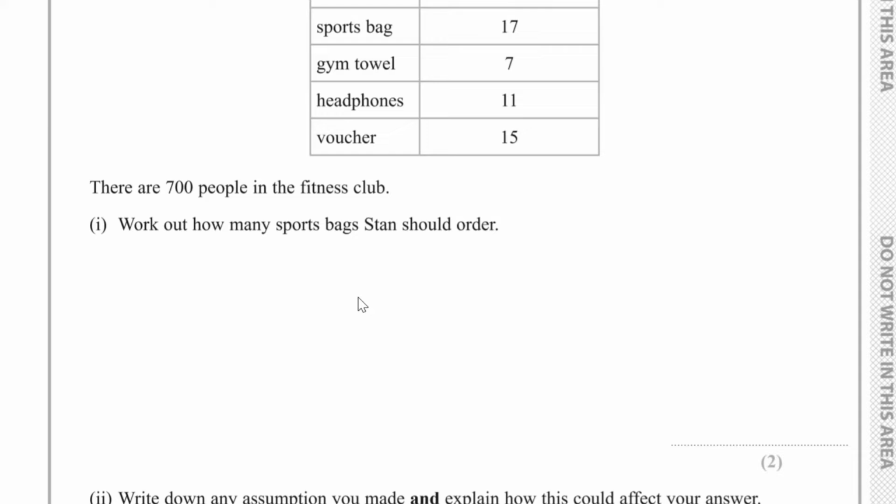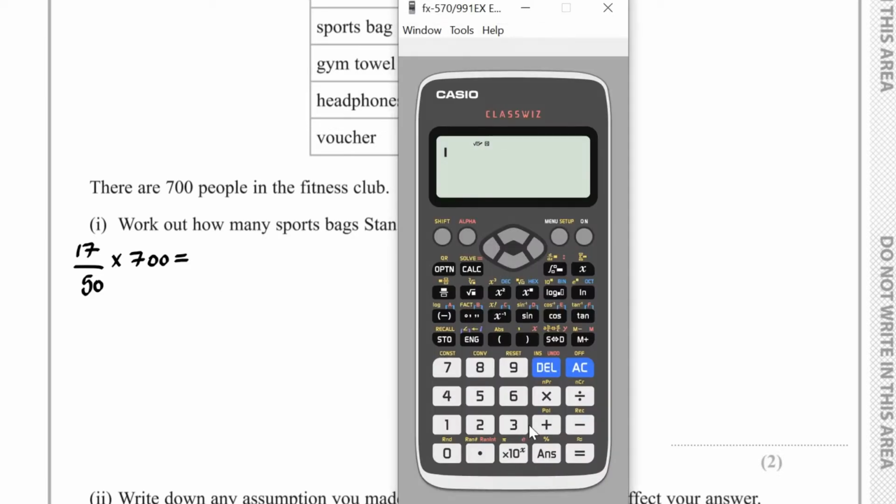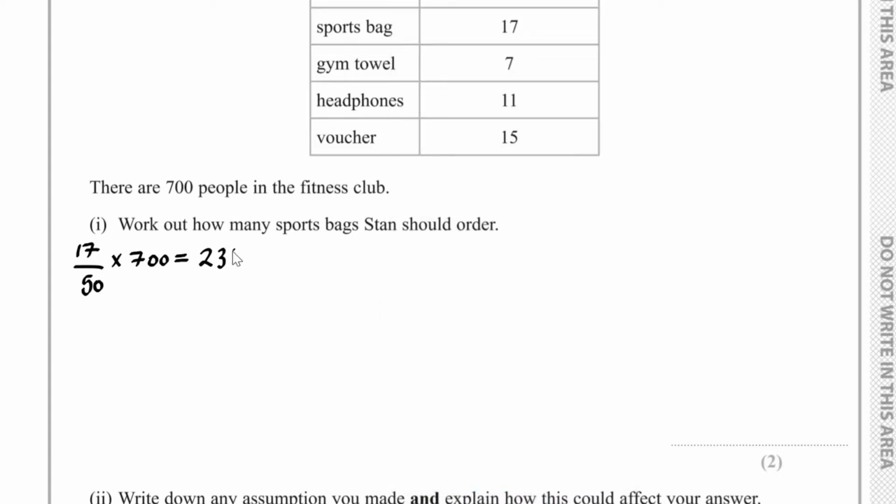So to work this out over here, we've got a sample of 50. And of those 50, you can see here, 17 wanted a sports bag. So the proportion of those who wanted a sports bag is 17 over 50. There's 700 people in the fitness club. So 17 over 50 multiplied by 700, if we work this out, 17 divided by 50, and then multiply this by 700, it turns out we get 238. So there's 238 people who want a sports bag.